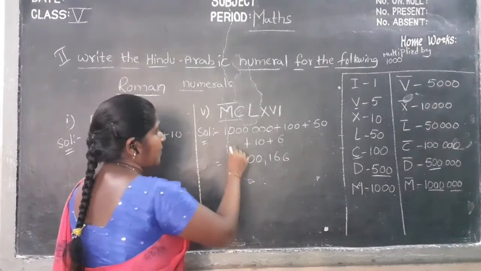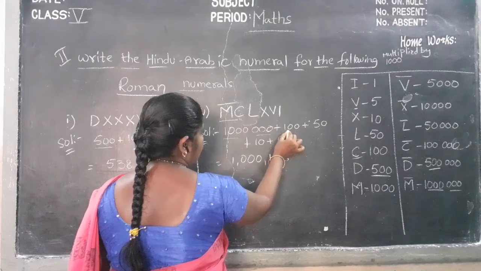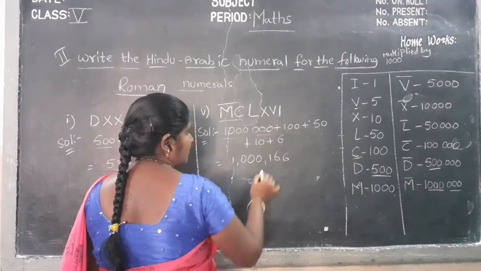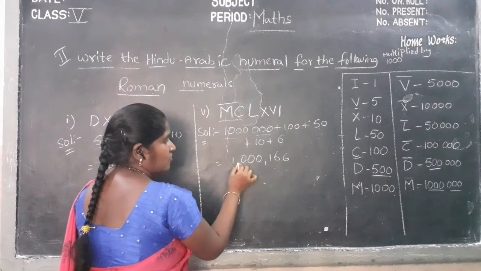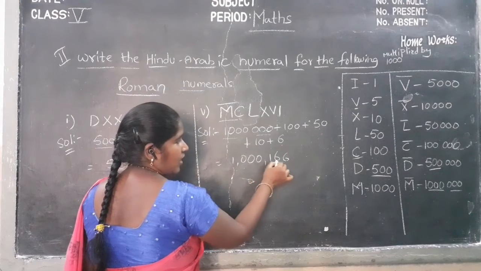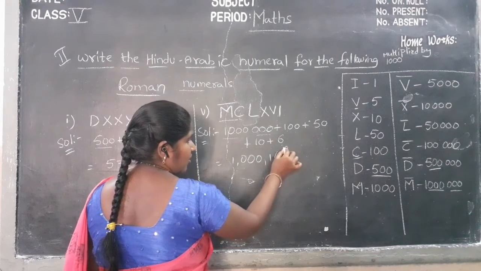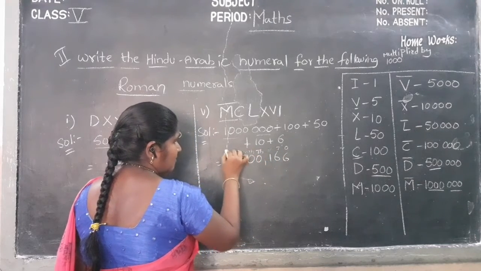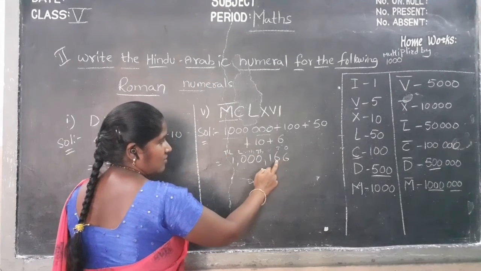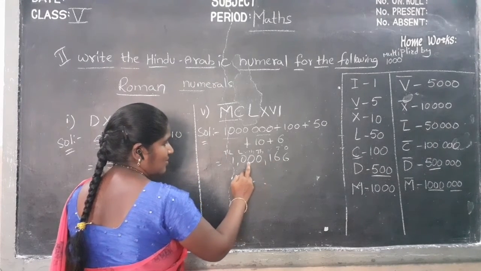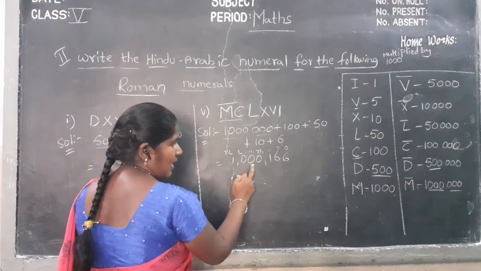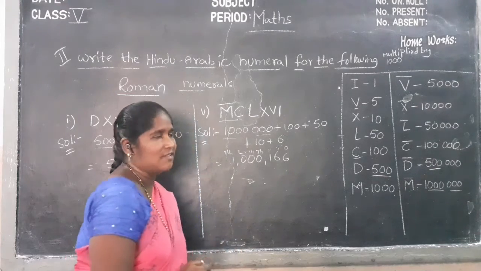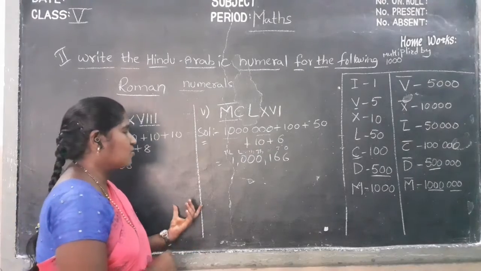Next sum. M bar means 1,000 thousand. C means 100, L means 50, X means 10, and 6 means write 6. So what is the total answer, children? 1,000 thousand and 166. Place values: ones, tens, hundreds, thousands, 10,000s, lakhs, 10 lakhs. Total answer is 10 lakhs 166. Okay children, this is today's class. Copy these sums in your notebook, children.